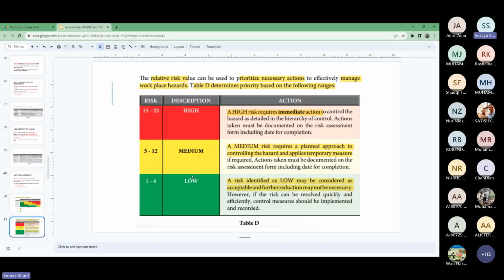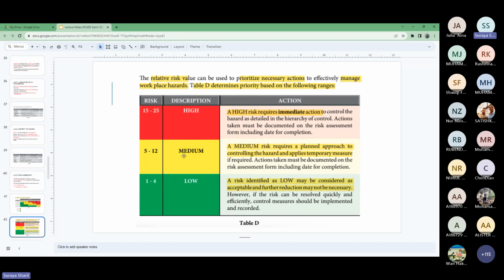So this one, table D, describes each risk. If the risk is in the high category, it requires immediate action to control the hazard as detailed in the hierarchy of control. Action taken must be documented on the risk assessment form, including a date for completion.